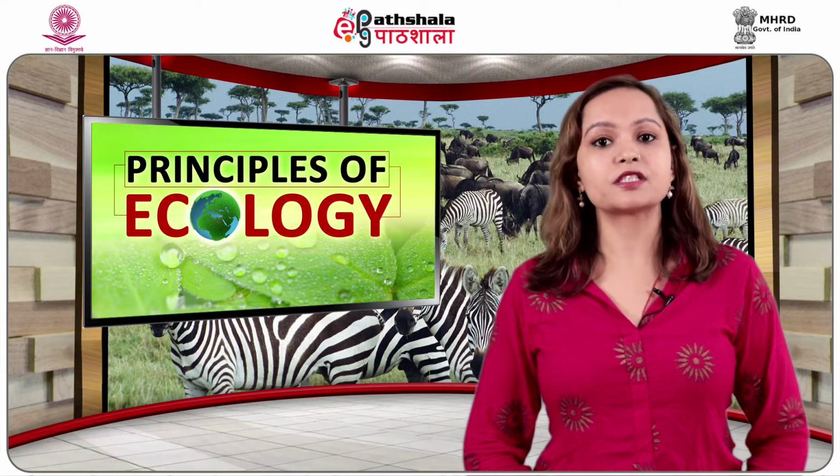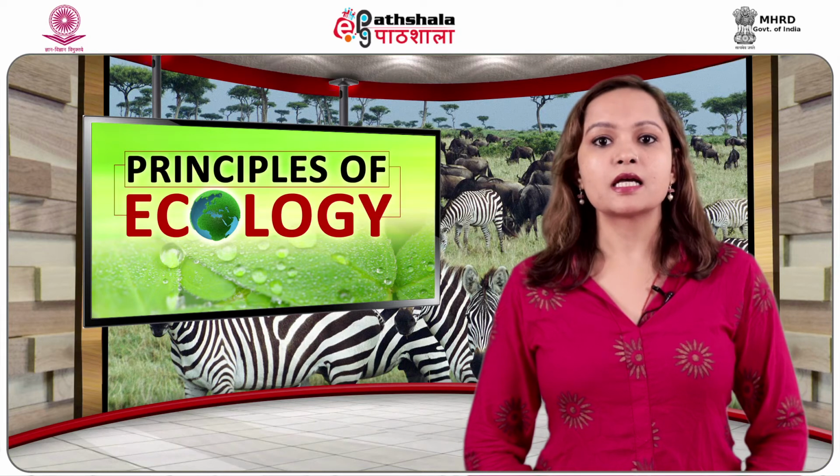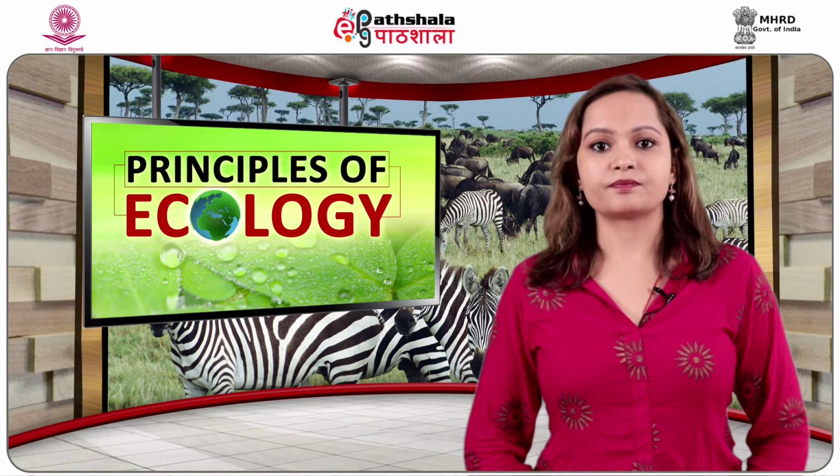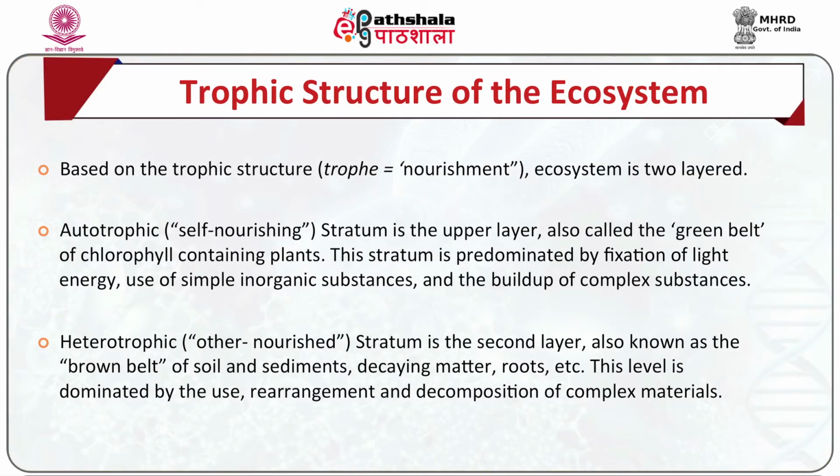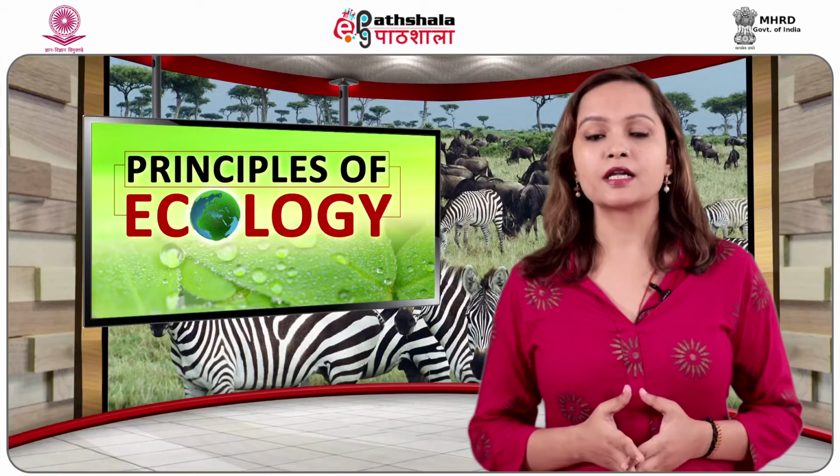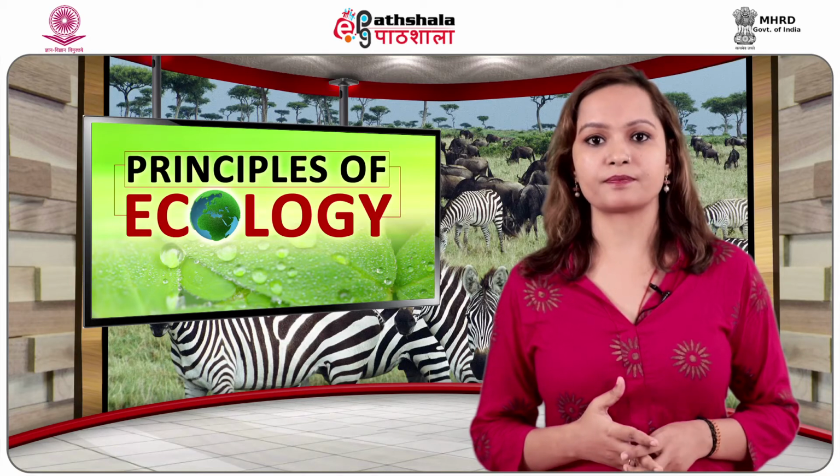Now we study about the structure of ecosystem. Trophic structure of the ecosystem. Based on the trophic structure, ecosystem is two-layered: first, autotrophic and second, heterotrophic. Autotrophic means self-nourishing. The stratum is the upper layer, also called the green belt of the chlorophyll containing plants, while heterotrophic means other-nourished, where the stratum is the second layer and also known as the brown belt of soil and sediments, decaying matter, roots, etc.